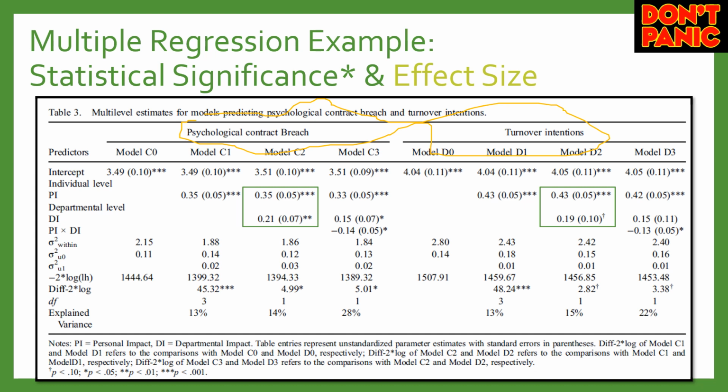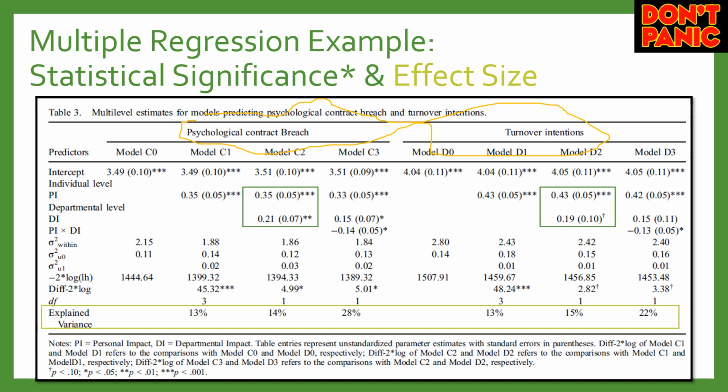So results suggest that more individual level budget cuts, so more personal impacted budget cuts, were a predictor of more psychological contract breach and more turnover intentions after controlling for departmental budget cuts or departmental impact, because those are all entered in the model. However, after controlling for individual level budget cuts, departmental budget cuts are only a predictor of more psychological contract breach, not turnover intentions.